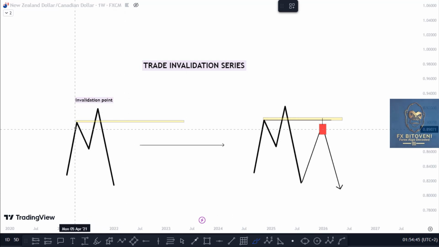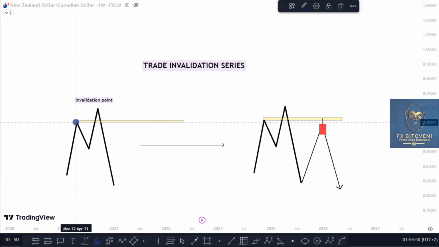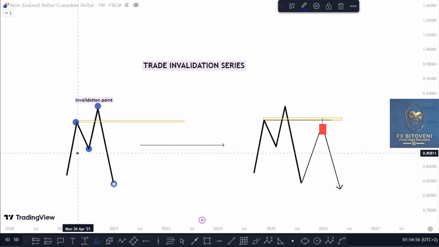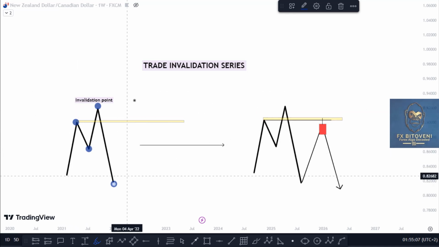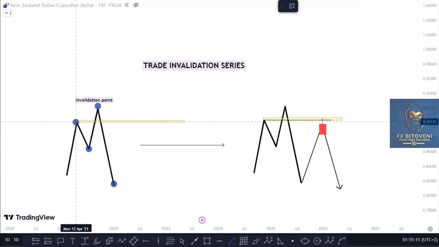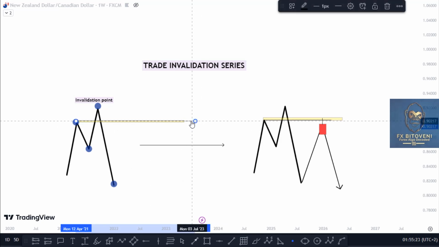We use the line chart and mark a structure high and a structure low. We see on the line chart high, low, high, then you get a break to the downside. Do not use a candlestick chart; use a line chart here to identify this setup. When this happens, from this level, this is your invalidation point.